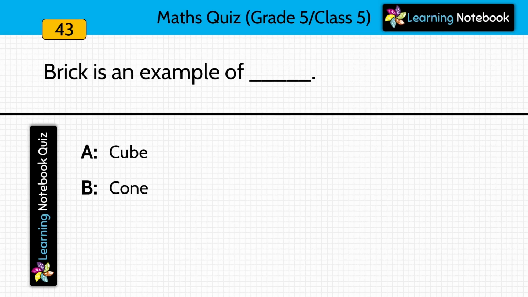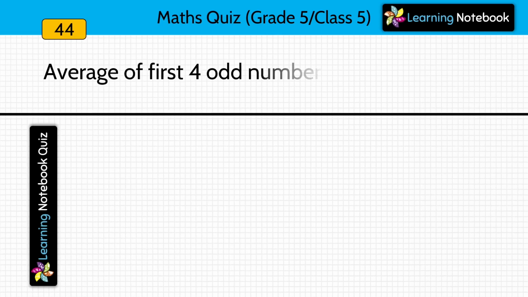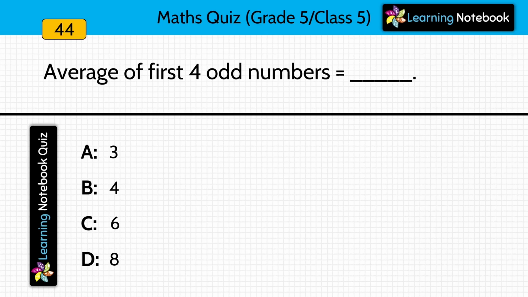Brick is an example of dash. Is it an example of cube, cone, cylinder or cuboid? Yes, it is an example of cuboid. Average of first 4 odd numbers. So here you have to tell the average of the first 4 odd numbers. So quickly think about the first 4 odd numbers.